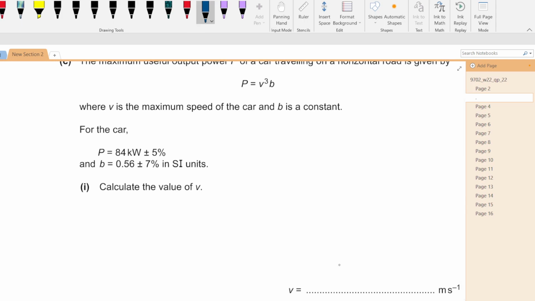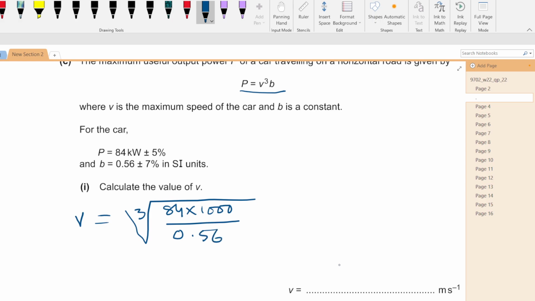From this equation, v equals cube root of P by b, and the value of P is 84 kilowatt, and convert it into watt by multiplying by 1000, and divided by 0.56. This gives, using calculator, 53.13, 53 meter per second.